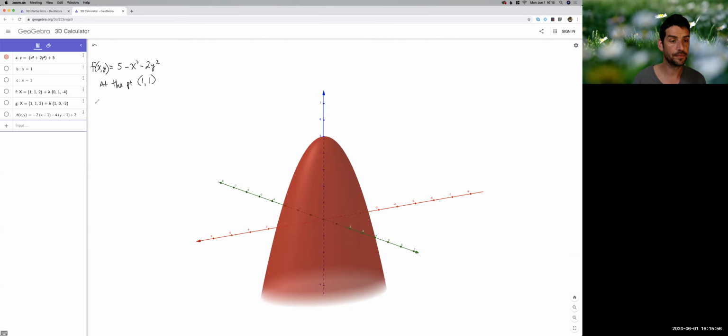So at (1, 1), let's compute some partial derivatives. Let's compute the partial derivative with respect to x. We get 5 is a constant, that goes away. I get -2x minus 2y squared. This is all a constant. I'm thinking of y as my constant. At the point (1, 1), I get -2. In other words, what this is saying is at this point, a unit change in x elicits a -2 unit change in z, in our function, right?